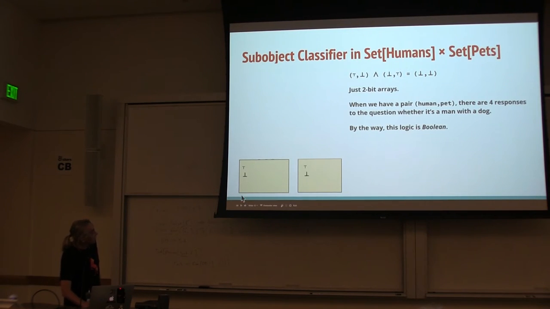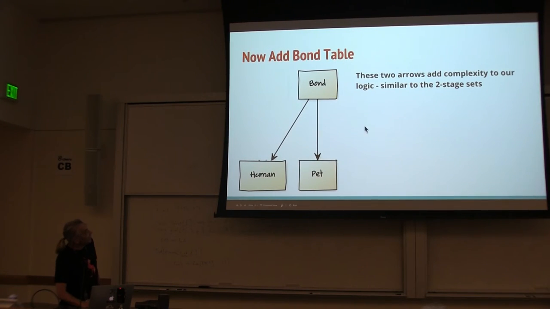What would be a subobject classifier? It consists of two tiers, right? One set here, one set here. And they represent good human, bad human, bad pet, good pet. So when you have a pair, we have four responses, right? So the logic is Boolean, as I already said. So far, it's simple. Now let's add a connection.